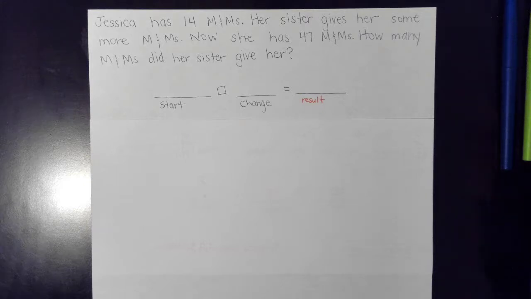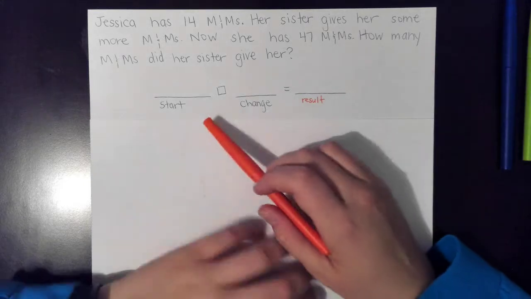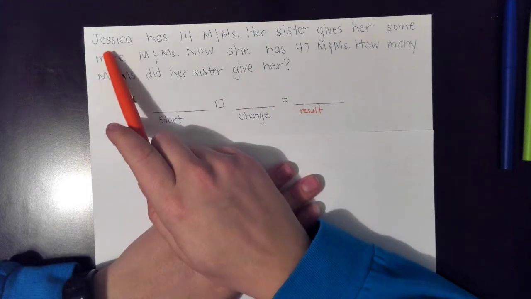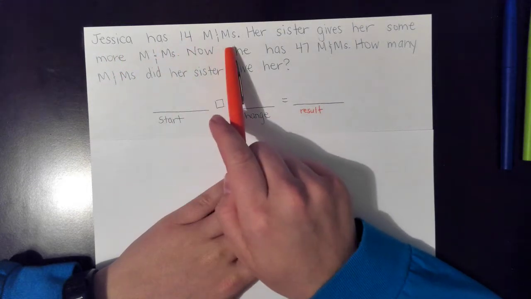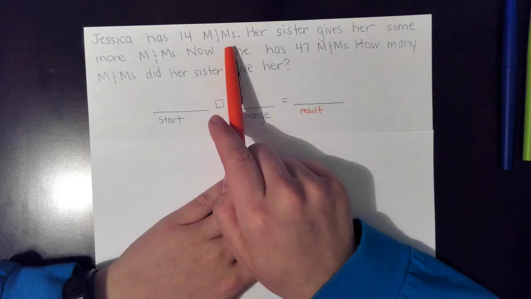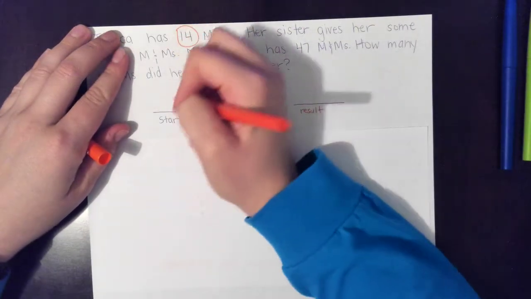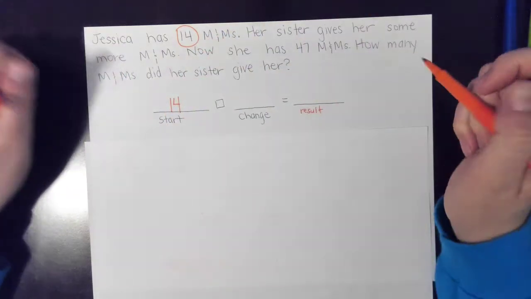But let's go back and think through our word problem and think about what are the parts I know on here. So if we read the first sentence, it says, Jessica has 14 M&Ms. Well, I know that's my start. I know she has them. She's beginning with 14 M&Ms. So I know that's what she has to begin with.